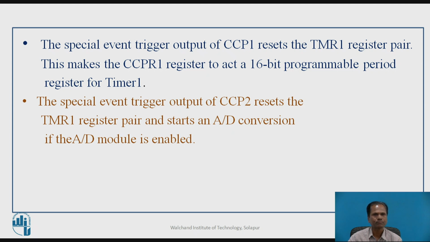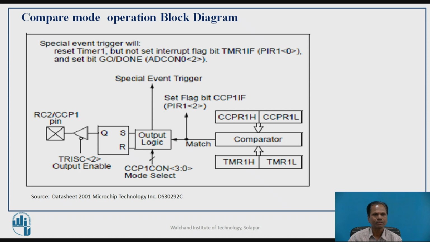This figure shows the functional block diagram for compare mode of operation of the CCP module. Whenever the value programmed in the CCP register equals the timer register, a signal is generated and provided on the RC2/CCP1 pin. Either it becomes high or low, or it remains as it is, depending upon the mode of operation selected.